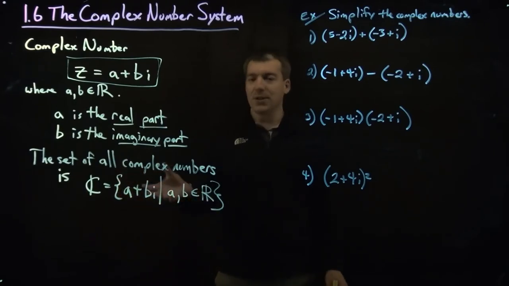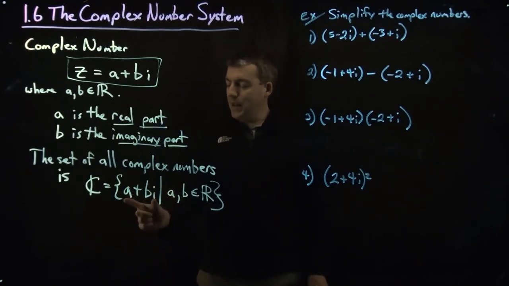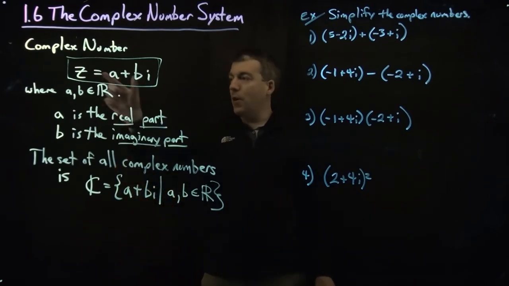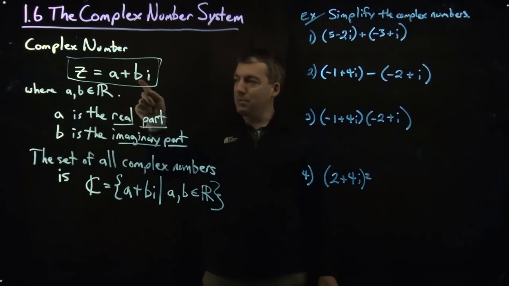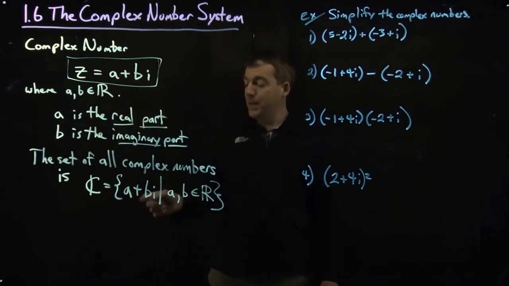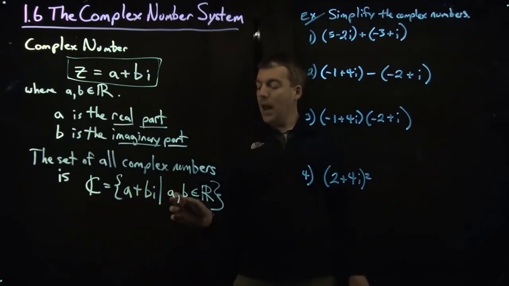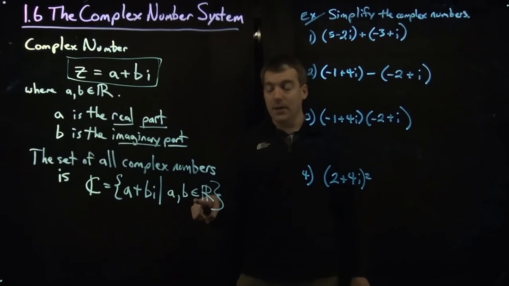The curly braces simply denote a set. a plus bi is the stuff that we're talking about. So these are all the numbers that are complex, a plus bi. And then the vertical bar here means such that. So we have the set of all a plus bi such that a and b are elements of, little e symbol here, the real numbers.